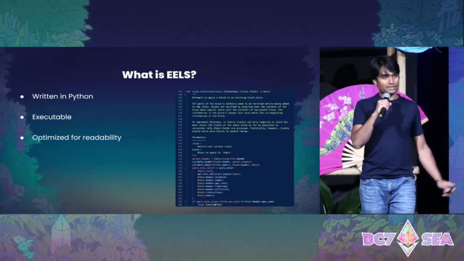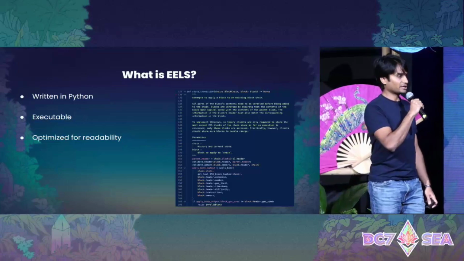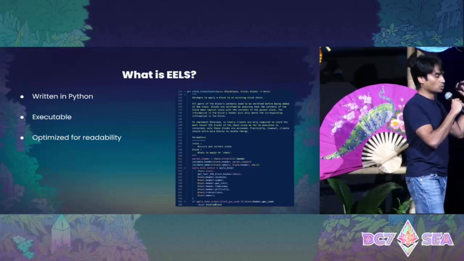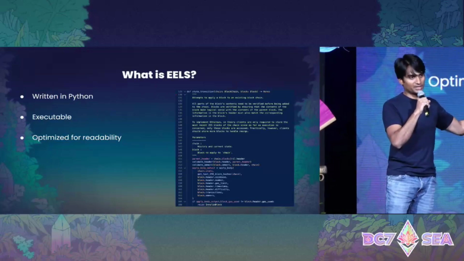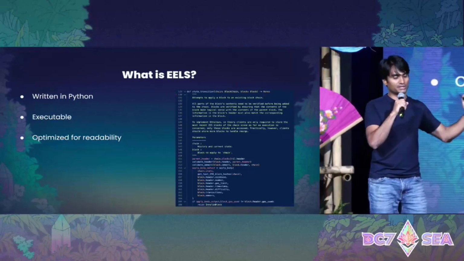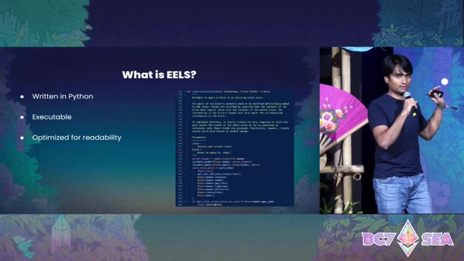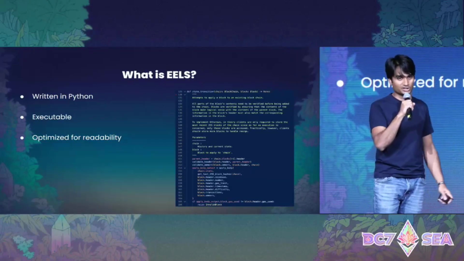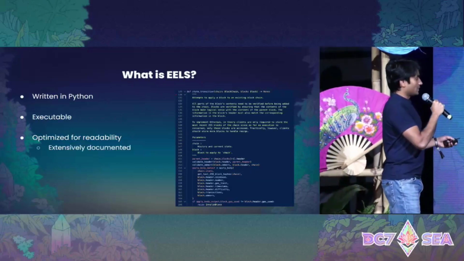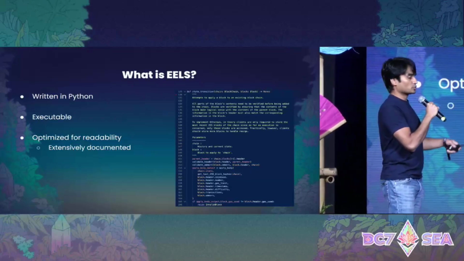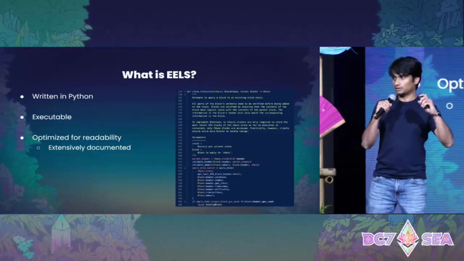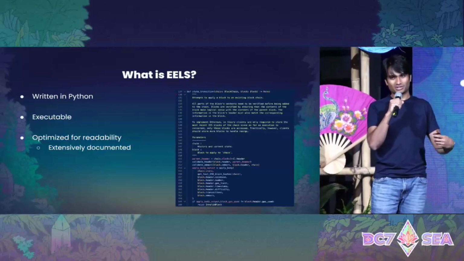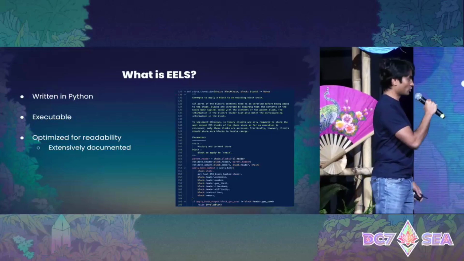One of the things that we've done while building EELS is that we have tried to focus heavily on optimizing for readability. That means we want the code to be very readable. We want it to be easy to update. And this is important when I talk a little bit about why we are doing EELS. This readability aspect is going to be extremely important and has some interesting consequences. Optimized for readability also means it's extensively documented. We have taken a lot of effort to document every single component, every single function in EELS, and what it does.